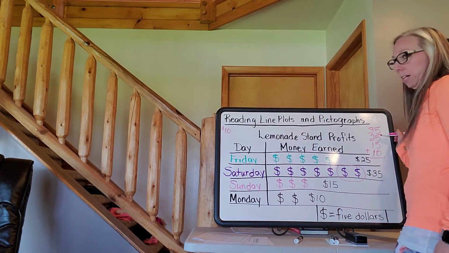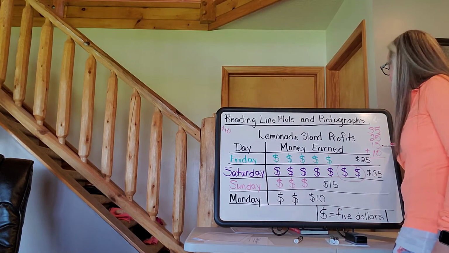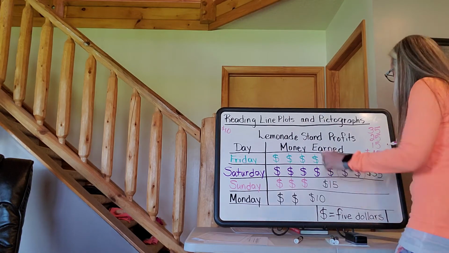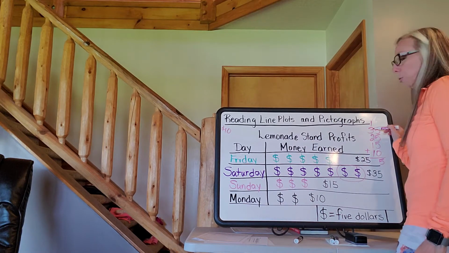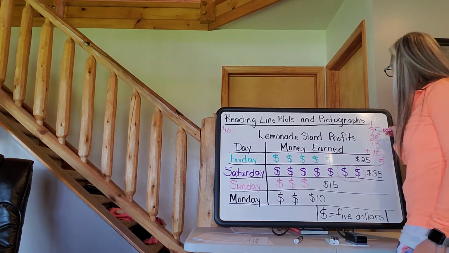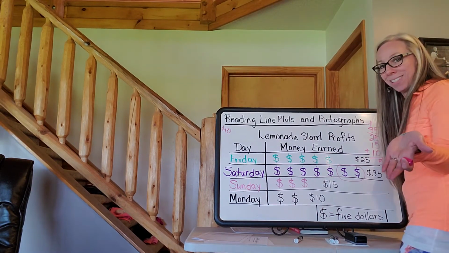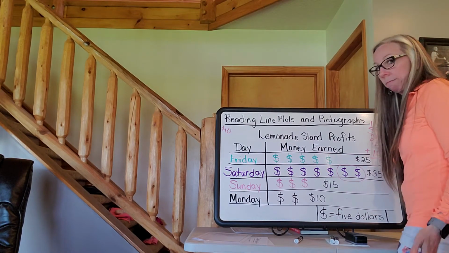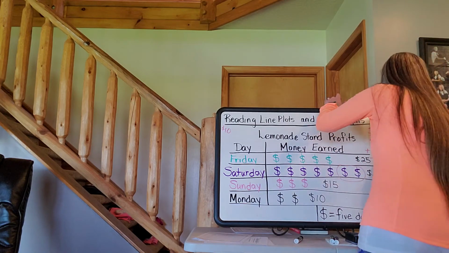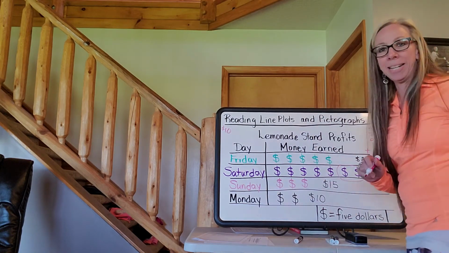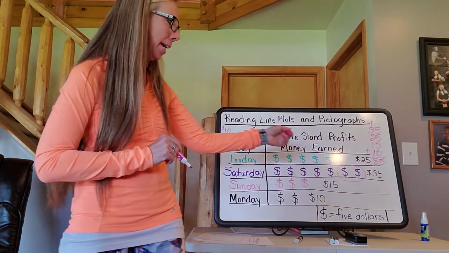5 plus 5 is 10. 10 plus 5 is 15. Put down the 5, carry the 1. 1 plus 3 is 4. 4 plus 2 is 6. 6 plus 1, 7. And 7 plus 1, 8. Well, holy cow, I made $85 in my lemonade stand.